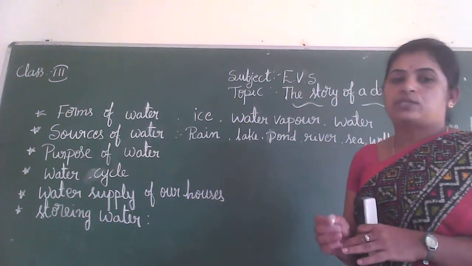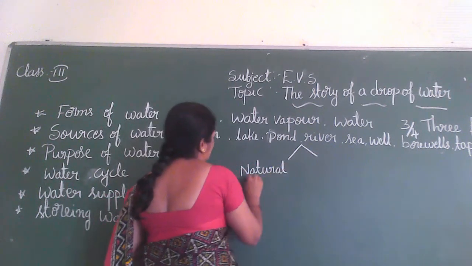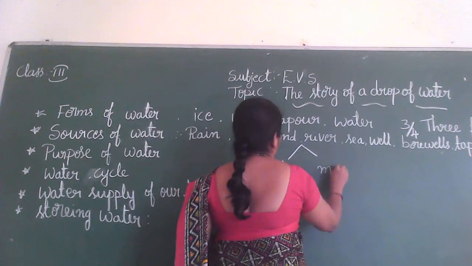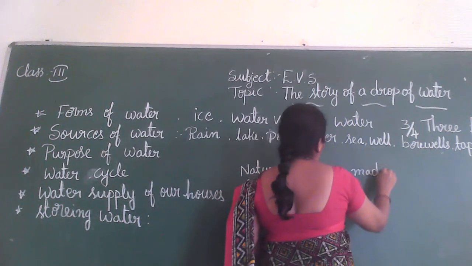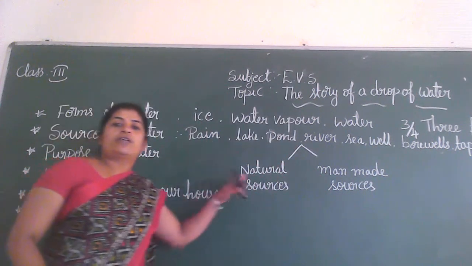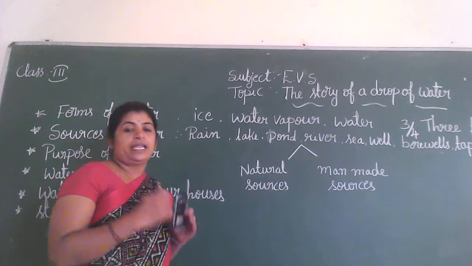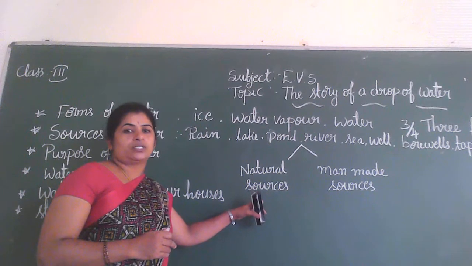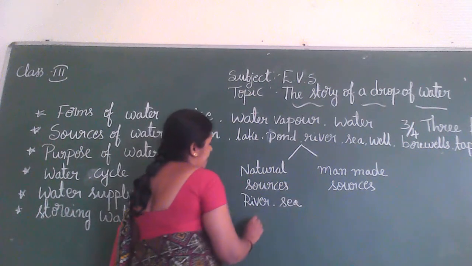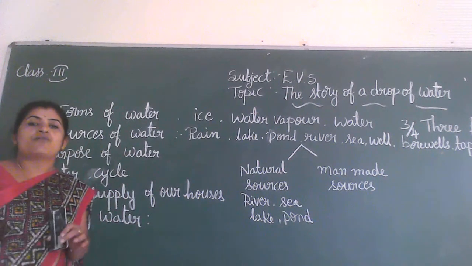The sources of water are again divided into two types. One is natural sources of water. Another is man-made sources. What are natural sources? Natural sources mean they are naturally created, like a gift of God. Which are those, children? Yes, river, sea, lake, pond. These are the natural sources of water.